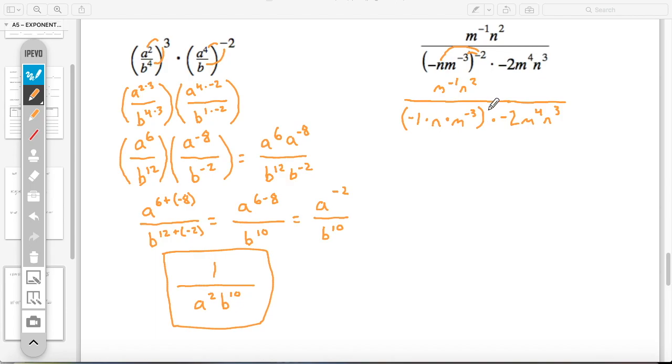Okay, so, sorry, I forgot my -2 up here. So now I'll distribute this -2 through. So I have, if I'm looking at just the bottom, okay, I have -1 to the -2 times n to the -2 times m to the 6th. And of course I have my times -2 m to the 4th n cubed.